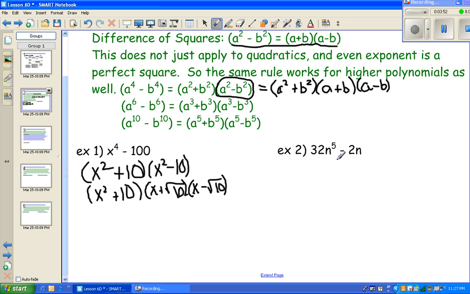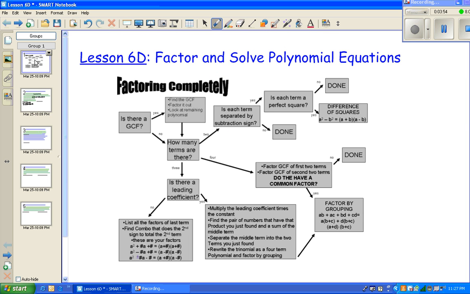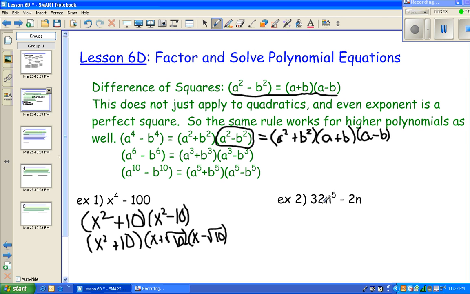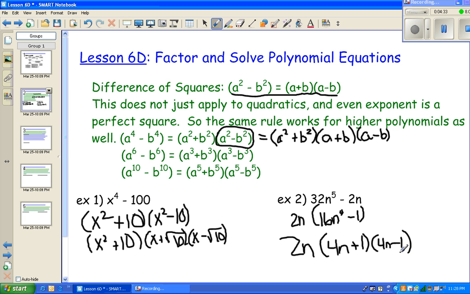Over here at example 2, you want to go back to the idea of the flow chart we talked about. Is there a GCF? Yep, there's a GCF. You're going to bring out that 2n. That's going to leave us 16n to the fourth minus 1. So yes, we were able to factor by GCF, but if you look at what's left, you still then have a difference of squares. So we have 2n, and this would be 4n squared plus 1 and 4n squared minus 1, and you always want to go back.